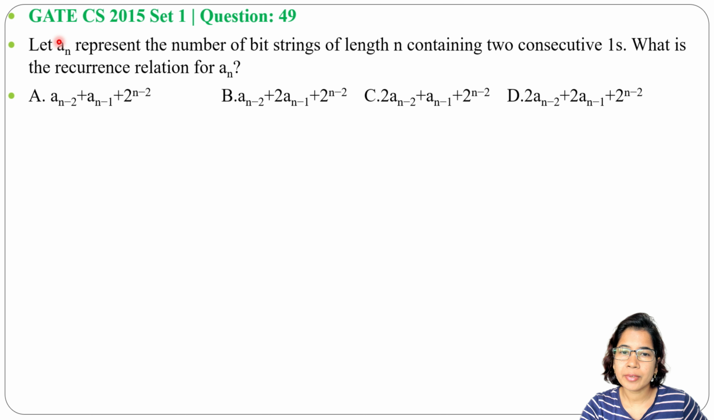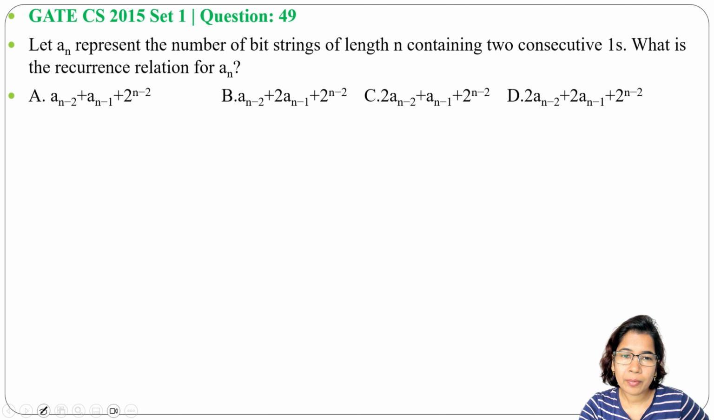Everyone, let's solve one previous question of recurrence relation. This question was asked in GATE CS 2015 set 1, question number 49. Let A(n) represent the number of bit strings of length n containing two consecutive ones. What is the recurrence relation for A(n)? And 4 options are given.